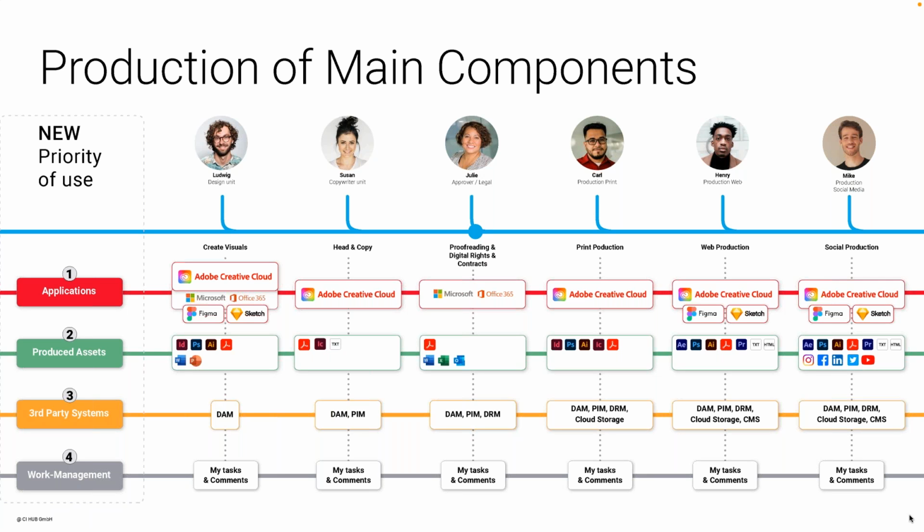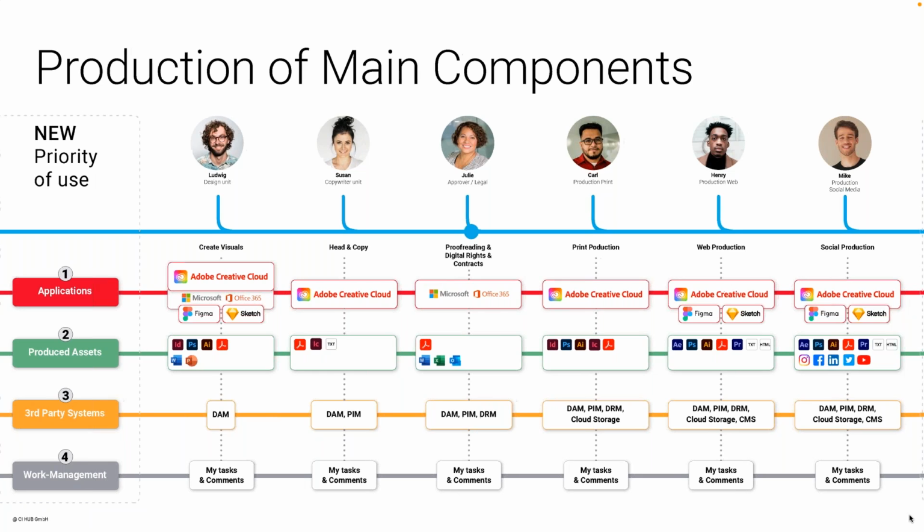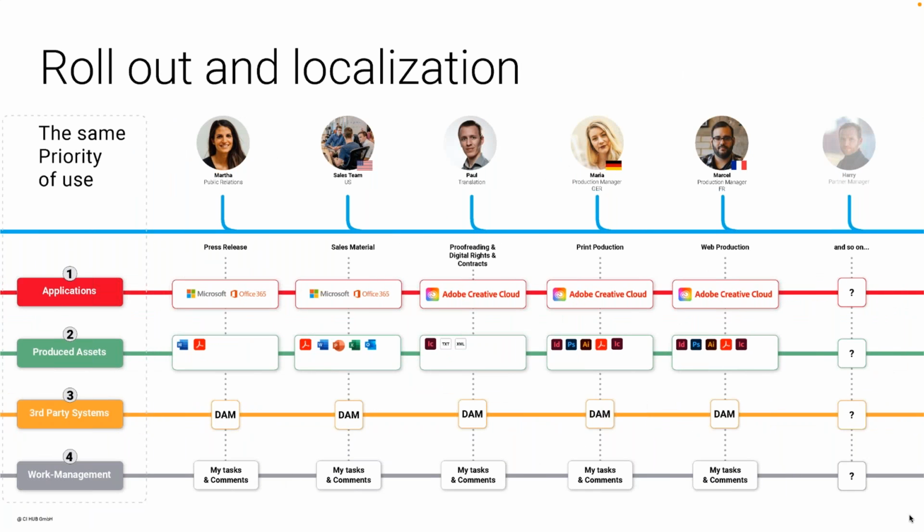And the produced assets could also be InDesign files, Photoshop files, which means images, all kinds of images, graphics, and also Word documents or PowerPoint documents. And if it comes to the rollout and the localization, it's the same. The applications, this is the first thing that people are using. And then the produced assets, this is the main stuff they are handling. And at the end, the tasks get less. The third-party systems will be less.